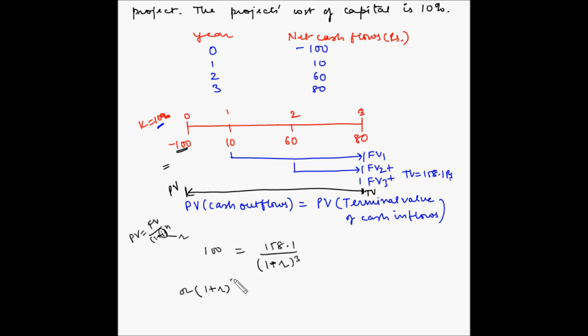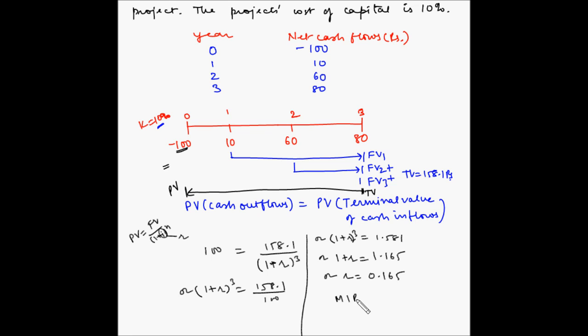(1 plus R) cube is equal to 158.1 divided by 100, or (1 plus R) cube is equal to 1.581. So we can take the cube root on both the sides. So 1 plus R is equal to 1.165, or R is equal to, so we'll take this 1 on the other side, 0.165. So basically the modified internal rate of return is equal to 16.5%.